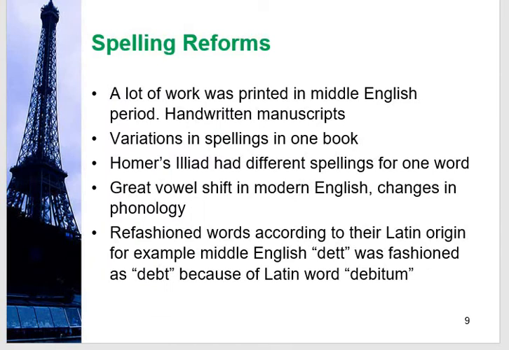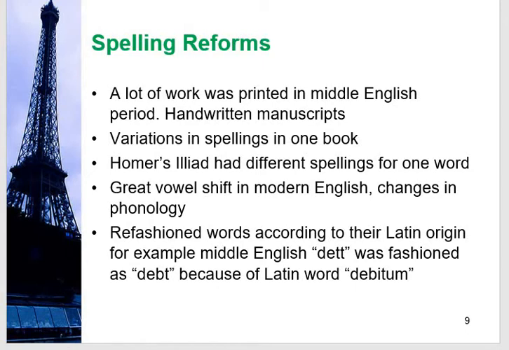Spelling reforms. A lot of work was printed in the Middle English period, and most of the manuscripts were handwritten. The problem was that there were so many variations in the spellings of one book. When Homer's Iliad was translated into English, one word was found with different spellings in the same book. The reader was so confused about which spelling was correct and which was wrong. So there was a need for some standard spellings.